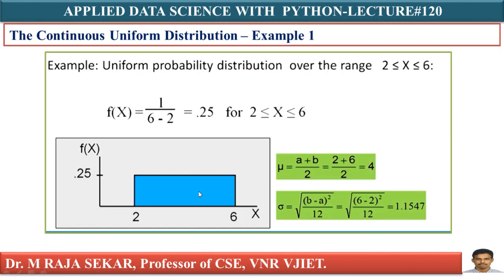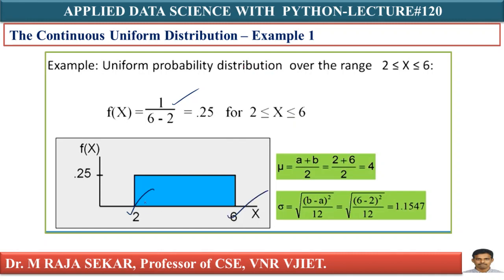Now we will see one problem. What is it saying? f of x is a uniform probability distribution over the range 2 less than or equal to x less than or equal to 6. What is a? My a is 2 and b is 6. What is a uniform probability distribution? f of x equal to 1 by b minus a, where b is the upper limit and a is the lower limit. Therefore 1 by 6 minus 2, that is 0.25 for each value in between 2 and 6, including 2 and 6.